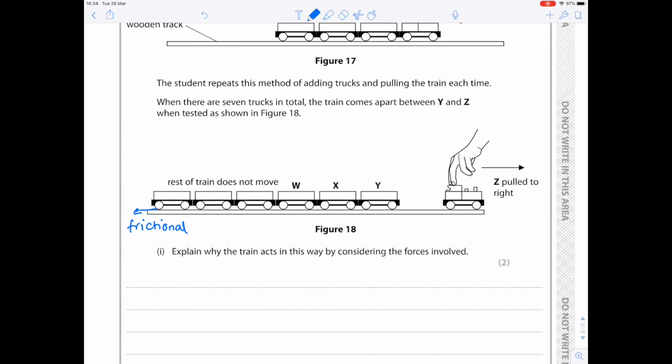And so when these frictional forces increase, clearly the student has to add a greater force in order to pull that train. And when Y and Z separate, the frictional forces are more than the magnetic attraction between Y and Z, and that's why Y splits away from Z.